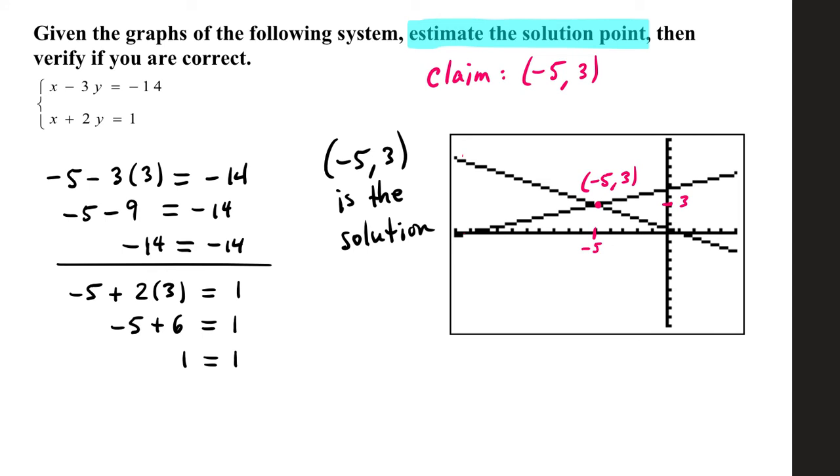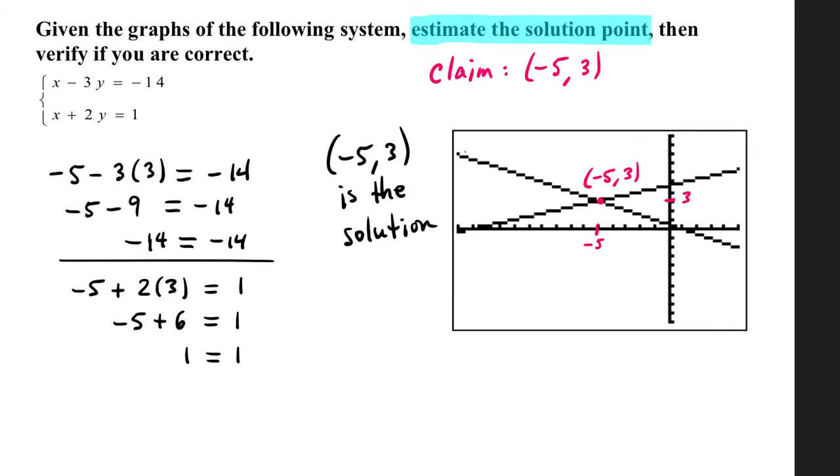Given the graphs of the following system, estimate the solution point, then verify if you're correct. Okay, so we've got the graphs of these two linear equations. They're over here to your right. Just giving it the eyeball test, it appears that the point negative 5, 3 is the intersection point of those two lines. So in pink, I've written our claim is the point negative 5, 3.